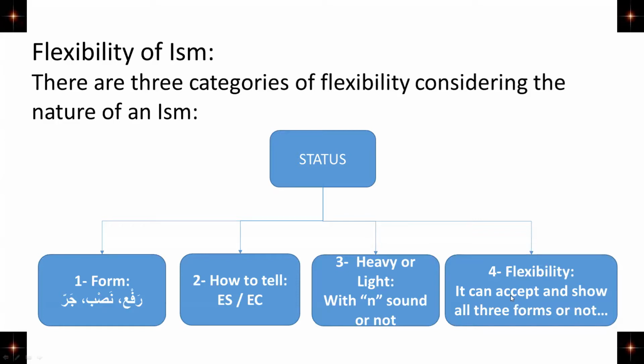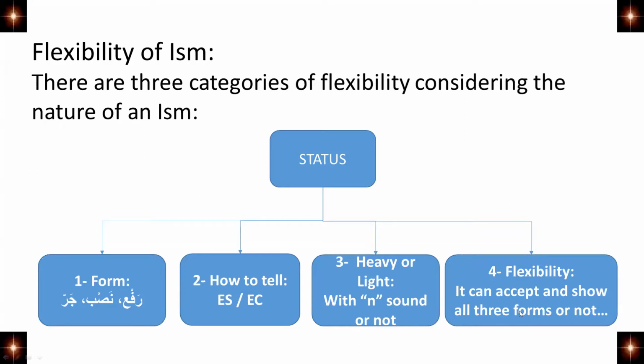What is flexibility in a status? So in considering, finally, what I want to share with you is that in considering a status, if I want to know the status of an ism, I have to consider four things: the form, either rafa, nasb, jar, or the ending sound and combination, or if it is heavy or light, and then finally the flexibility. That is, if the ending can accept, you can see the u or un, a or an, e or in, or if it doesn't, you don't see it at all.